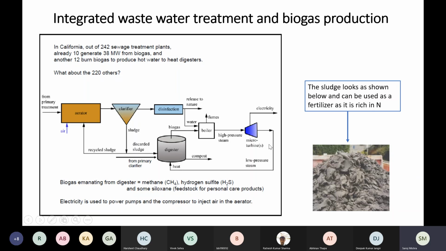And finally, the sludge you get from this digester, right at the bottom, looks as shown below, and it can be used as a fertilizer as it is rich in nitrogen. Because many of these bacteria remove only a little part of the nitrogen in the form of nitrogen gas. The remaining nitrogen is still present in this, and that is why it can serve as a source of fertilizer.